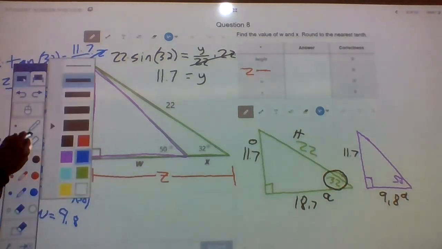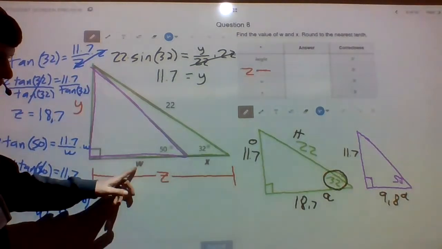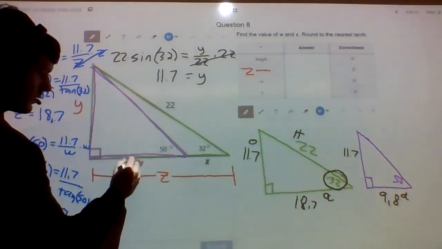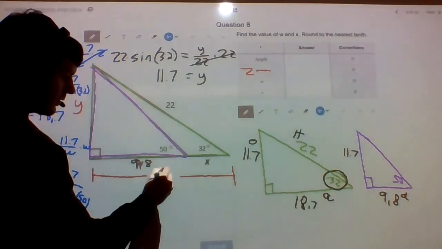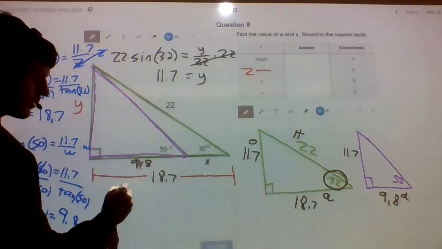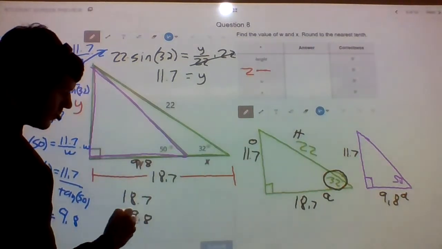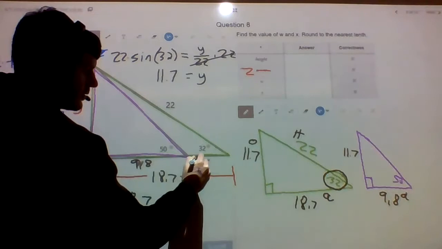Then we can fill in here. So we know w is 9.8, and we know z here is 18.7. If we want x, we're simply going to do 18.7 minus 9.8, which is going to give us 8.9. So this will be 8.9.